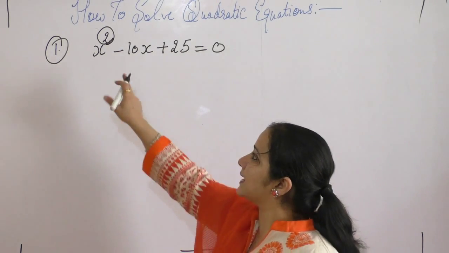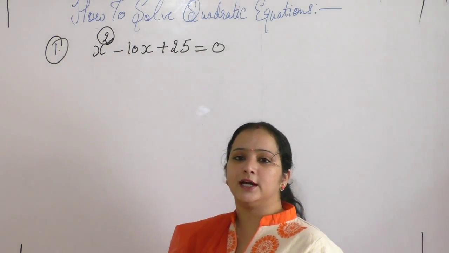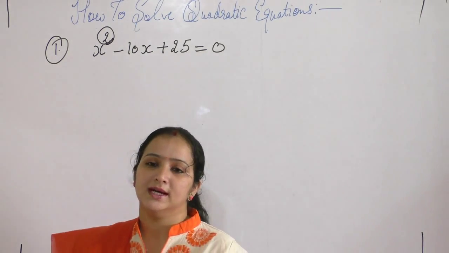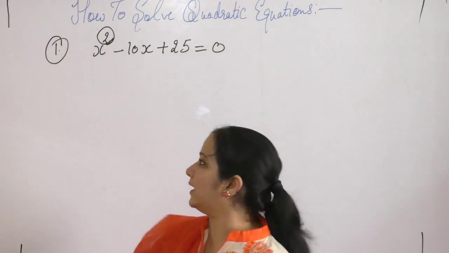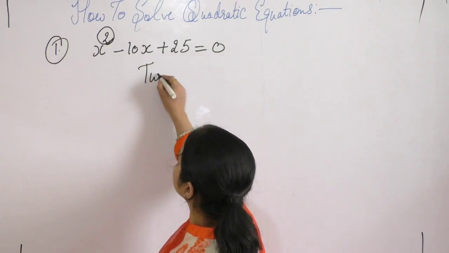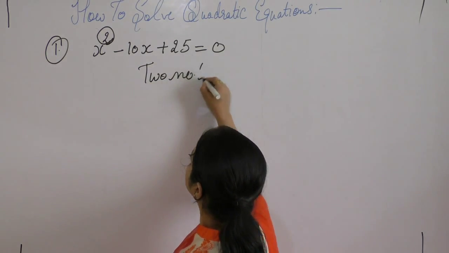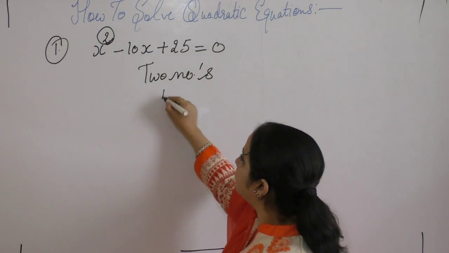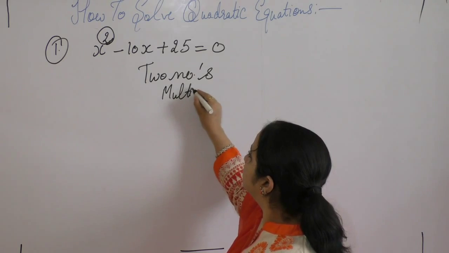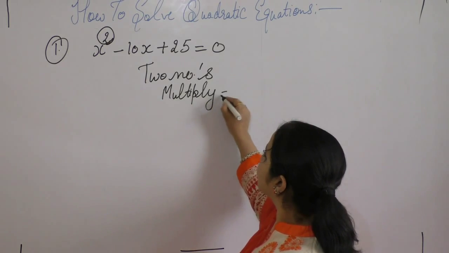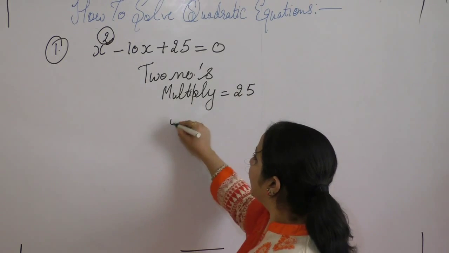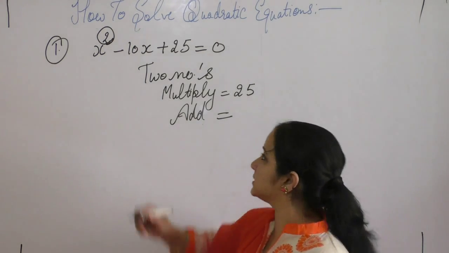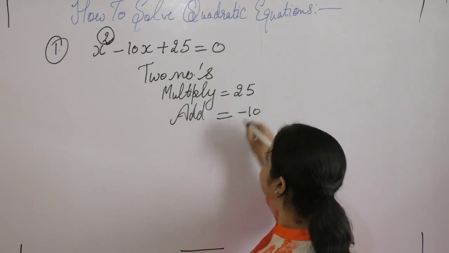Now since x has degree 2, the number of roots x has is 2. Therefore x has 2 values. So we want two numbers which when multiplied give us 25, and when we add those numbers, we get minus 10.